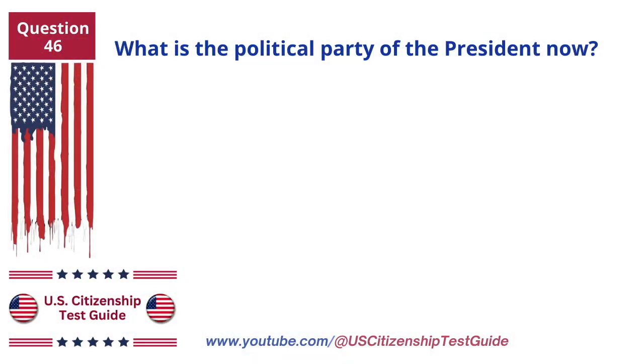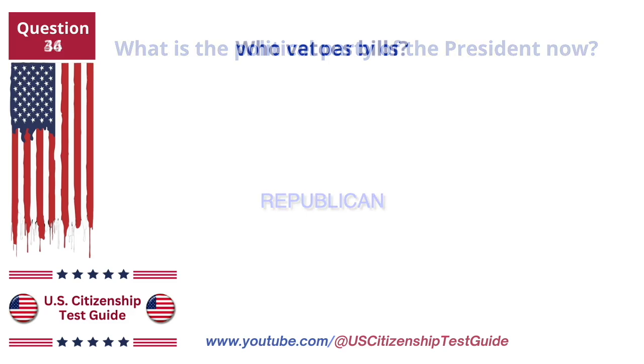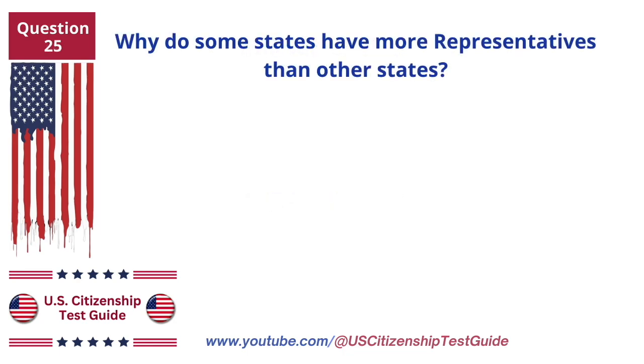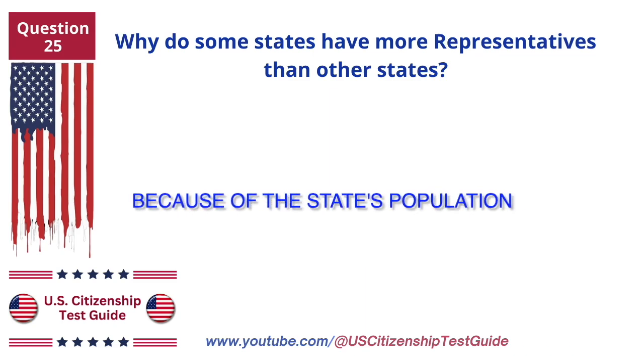What is the political party of the president now? Republican. Who vetoes bills? The president. Why do some states have more representatives than other states? Because of the state's population.